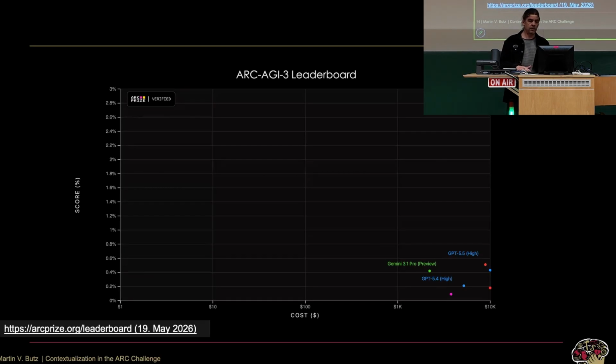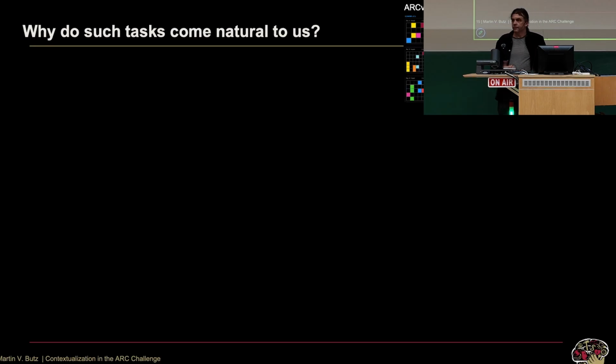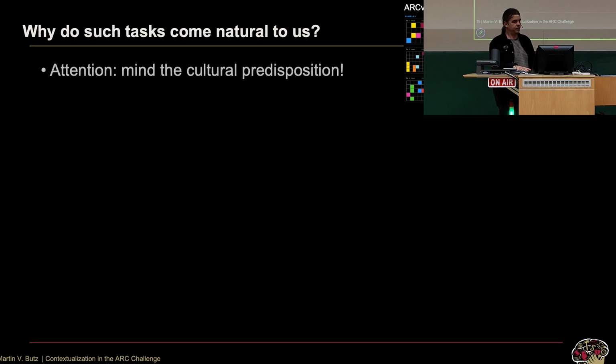So of course, the big question is, why do such tasks come so natural to us? I mean, sure, we are all gamers here, more or less, some more, some less. We've played computer games and so we have some cultural bias to be able to solve these tasks. But still, it comes very natural to us. It seems very clear. So mind the cultural predisposition, clearly.